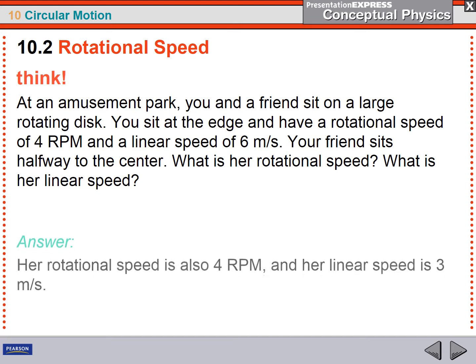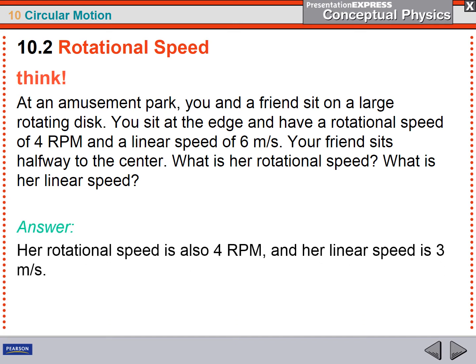That's right. Her rotational speed would also be 4 revolutions per minute. That's because all parts of the rotating disk rotate about their axis in the same amount of time. Her linear speed is 3 meters per second. It is lesser compared to your linear speed. That's because linear speed is greater on the outer edge of a rotating object than it is closer to the axis.